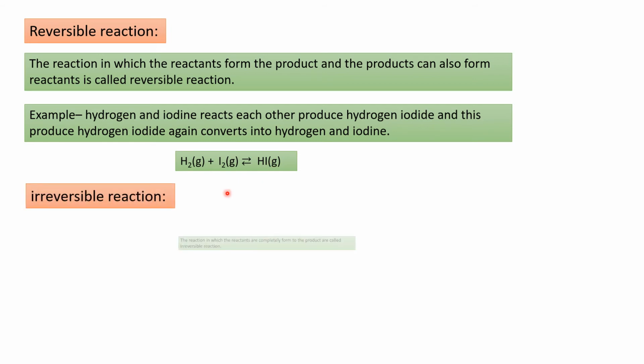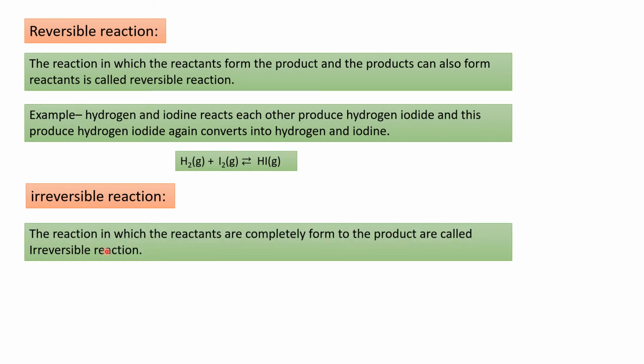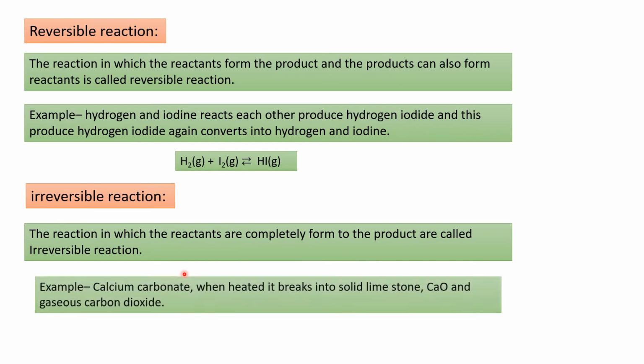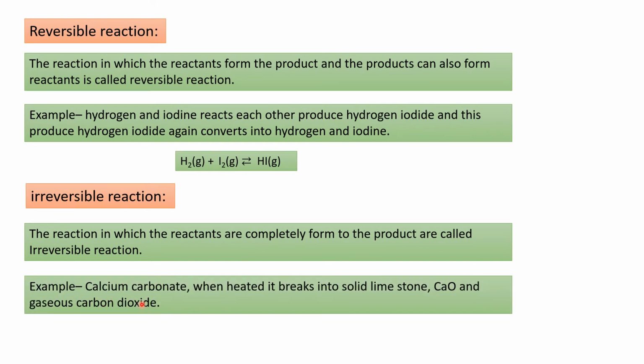Irreversible reaction. The reaction in which the reactants are completely converted to the product is called irreversible reaction. Example, calcium carbonate when heated breaks into solid limestone, calcium oxide, and gaseous carbon dioxide.